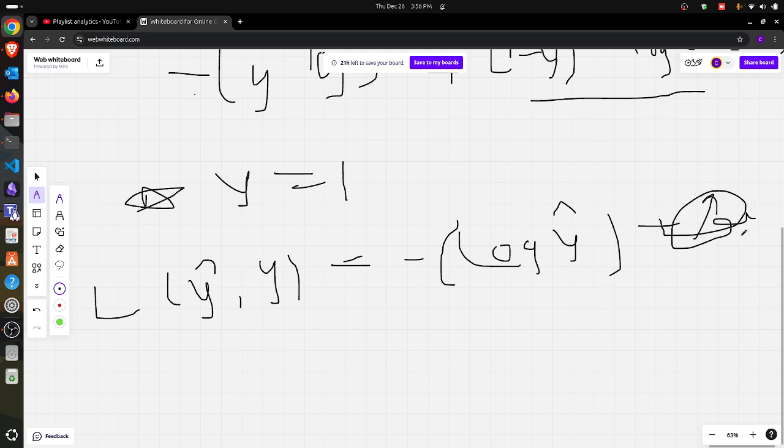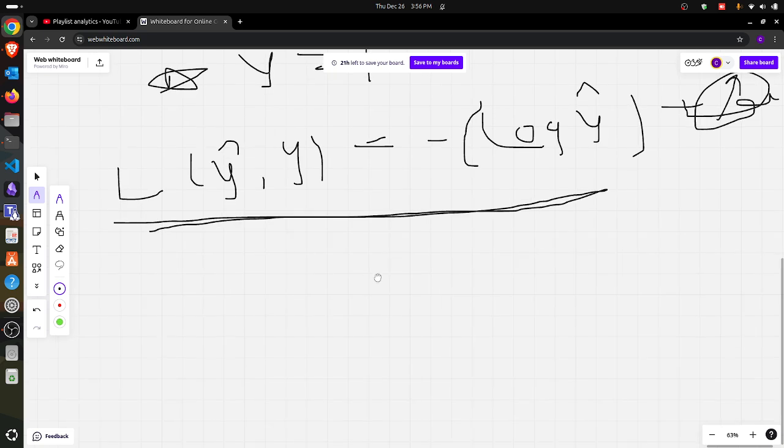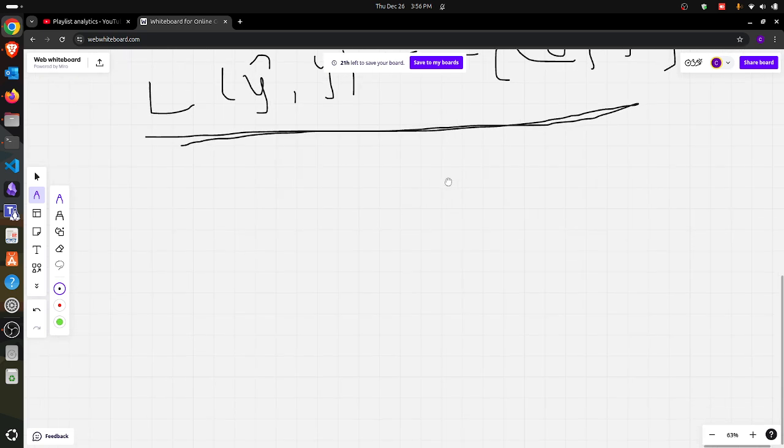So we want log y hat to be large, as big a number as possible, and y hat is a sigmoid function, so it can never be bigger than 1. So if y equals 1, then y hat should be as big as possible.